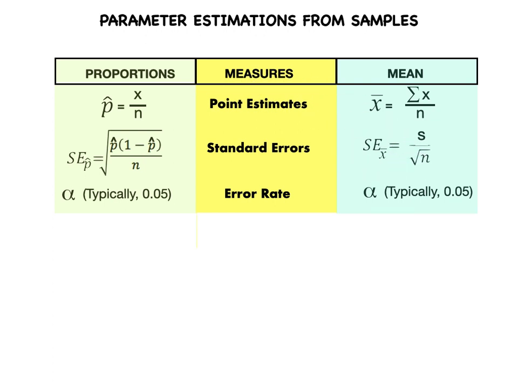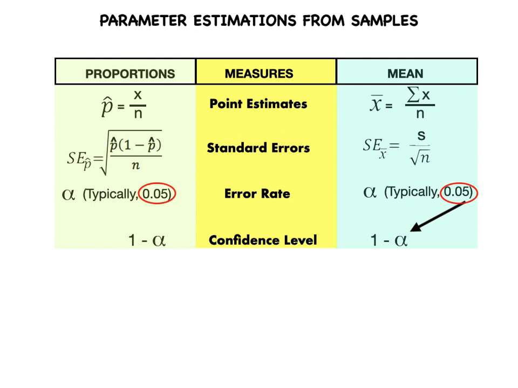Related to the error rate is the confidence level. It is 1 minus the alpha. Since alpha is the error rate, the confidence level is how certain you are in being correct. It, too, is the same for both proportions and means. Since we typically set the alpha to 0.05, the confidence level is usually 0.95, or 95%, and refers to the center portion of the normal distribution.